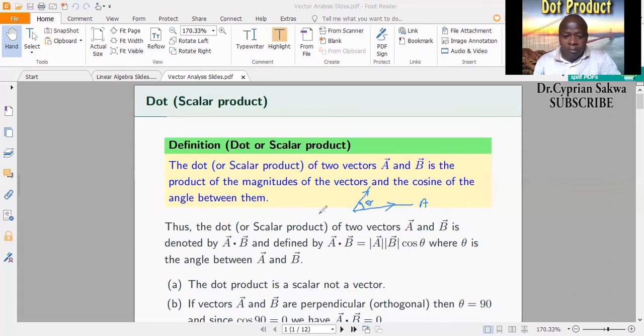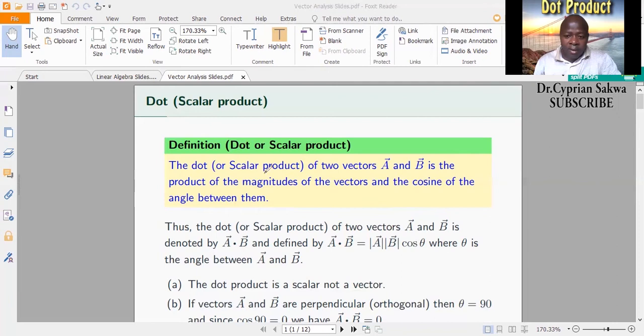So what is the dot product of this? We are saying that the dot product will be the product of the magnitude of A and the magnitude of B and the cosine of the angle between them. So this is A dot B, dot product, A dot B. A dot B would be the product of their magnitudes and the cosine of the angle between them. So that's what I've said.